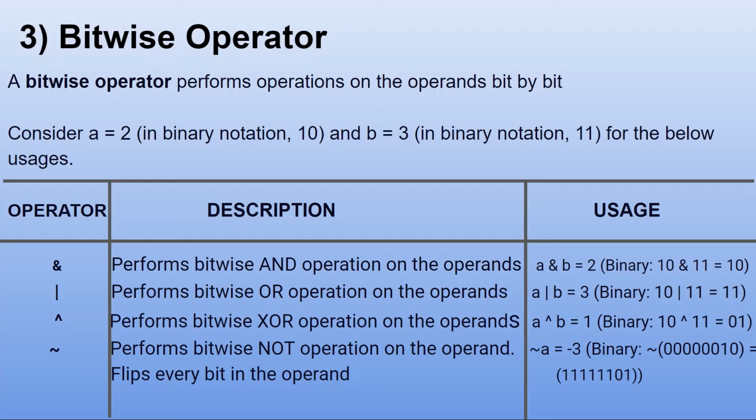Then we have bitwise NOT. This is the representation of the bitwise NOT operation on the operand. Bitwise NOT A equals minus 3; it is not minus in the sense of subtraction, it is the negation. The binary number of 2 is 00000010, that is 6 times 0 and 10, and its negation is 11111101, that is 6 times 1 and 01.